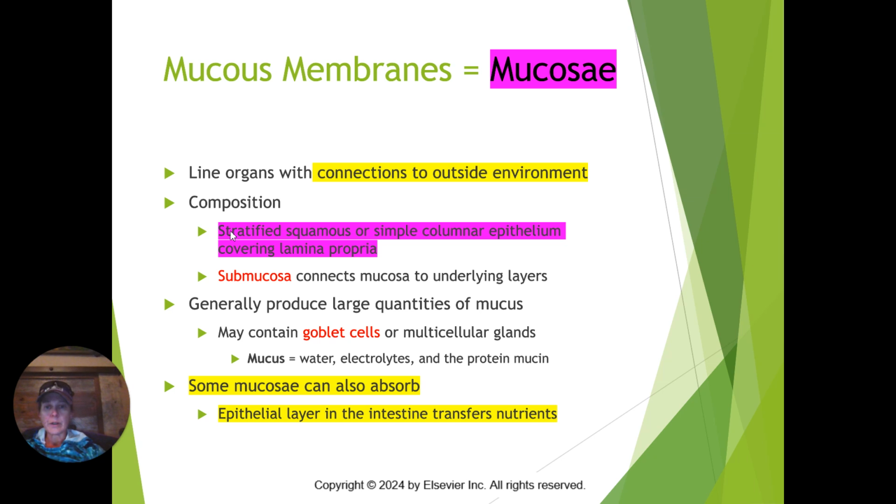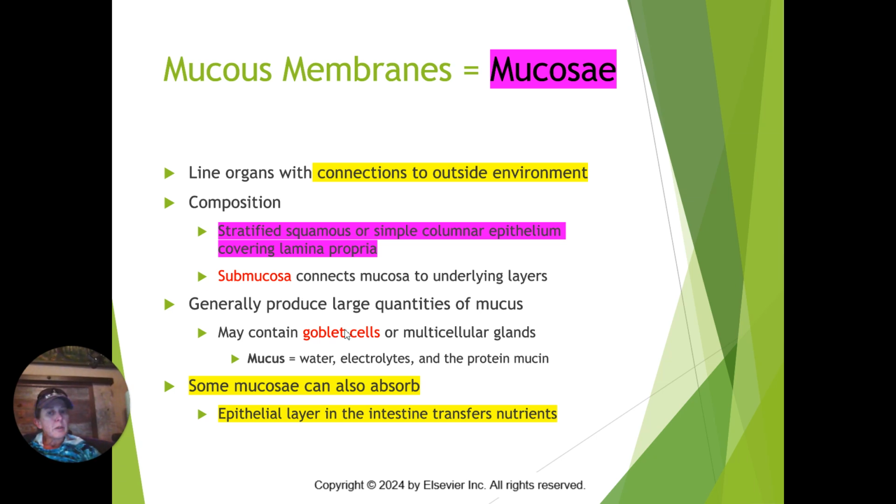But mucous membranes, those are ones that can have connections to the outside environment. Their epithelial layer is stratified squamous or simple columnar epithelium, and the lamina propria is the connective tissue portion of that membrane. Now, the submucosa is what connects mucosa to underlying layers, and submucosa becomes very important when we start talking about surgeries, particularly of the GI tract, because that submucosa is a very, very strong holding layer.